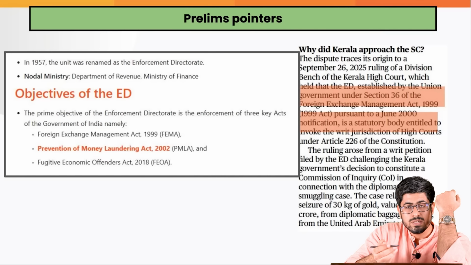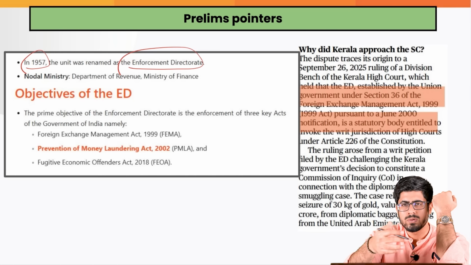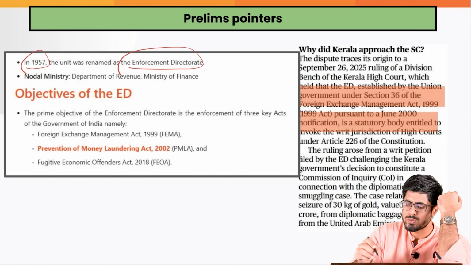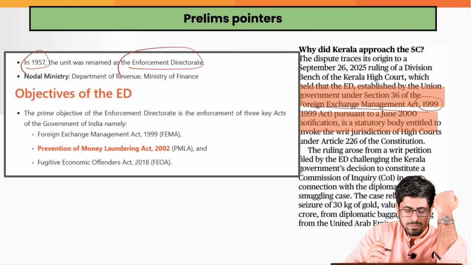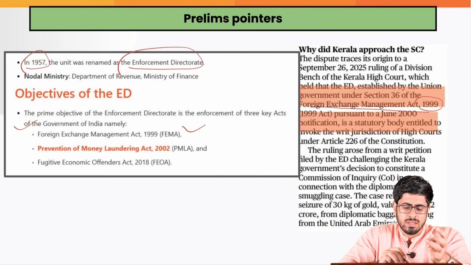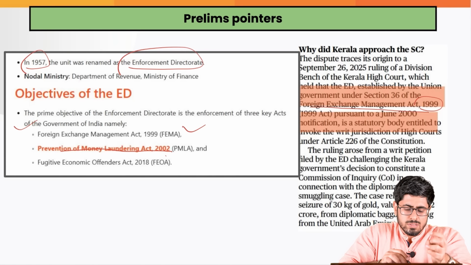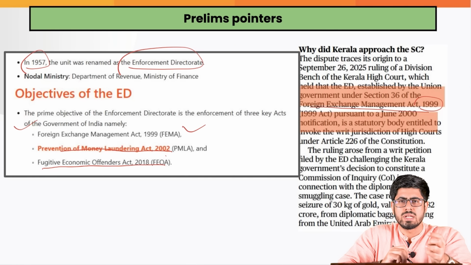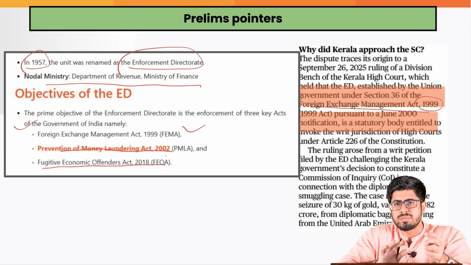It was named in 1957 as the Enforcement Directorate, but its history dates back to before that time period also. It is a statutory organization which was created under the FEMA Act of 1999. It is implementing 3 basic legislations: the FEMA Act of 1999, the Prevention of Money Laundering Act (PMLA) of 2002, as well as the Fugitive Economic Offenders Act of 2018. It comes under the nodal Ministry of Finance and not the Ministry of Home Affairs, which is something we should keep in mind.